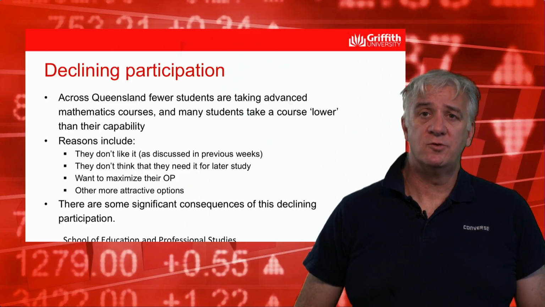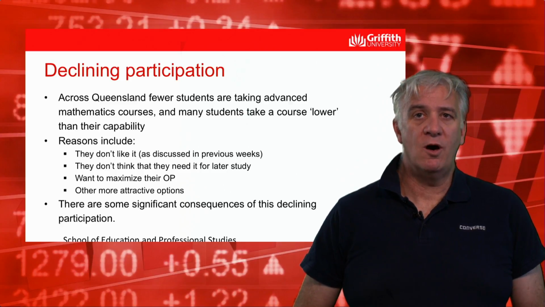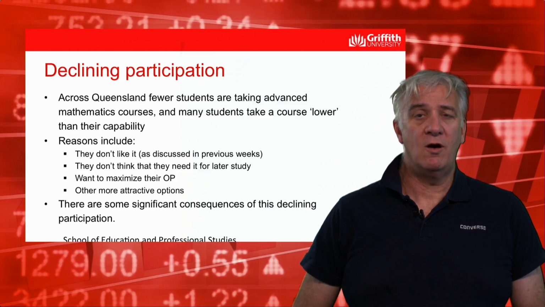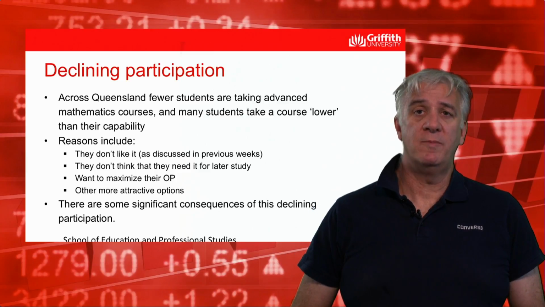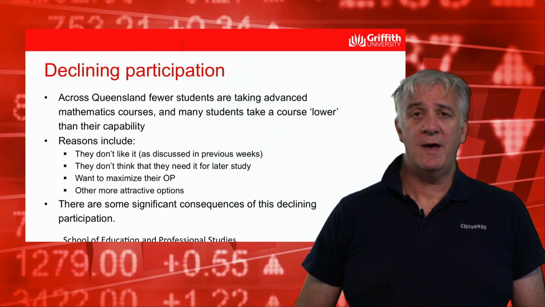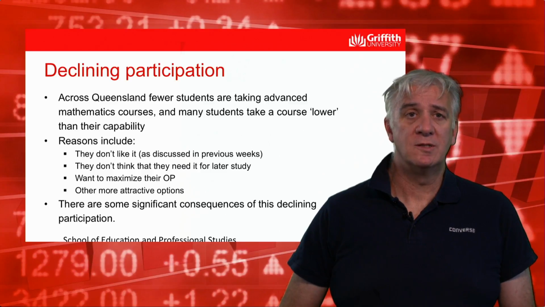Some students say they drop to a lower maths because they want to maximise their OP. They think by getting an easier subject, the chance of getting a higher OP is increased. And again, that's something for schools to talk to students about, and the way the OP system works.